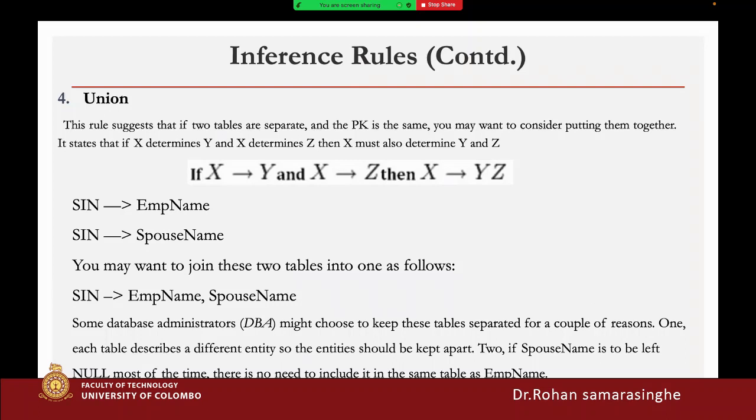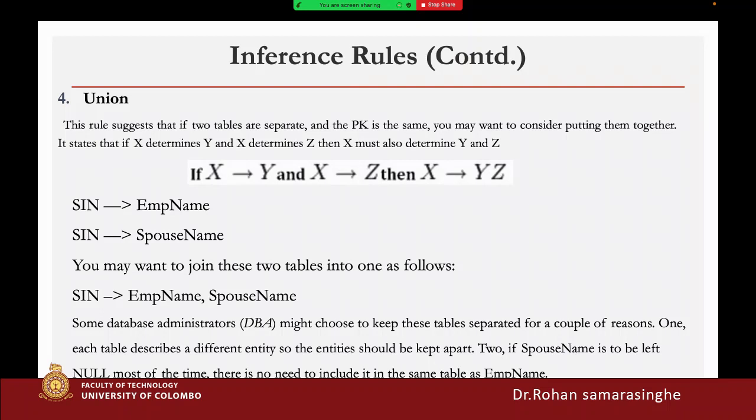If spouse name is to be left null, most of the time there is no need to include it in the same table as employee. This is the reason for separating the two. Sometimes they may be a bachelor, so he or she may not have a spouse.